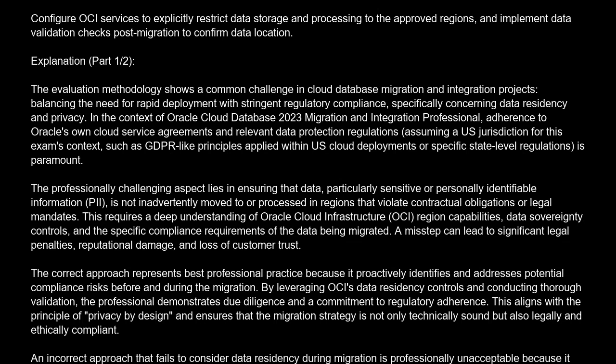The correct answer is B. Configure OCI services to explicitly restrict data storage and processing to the approved regions, and implement data validation checks post-migration to confirm data location. Explanation.